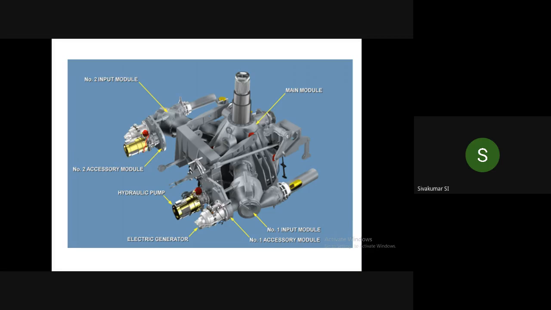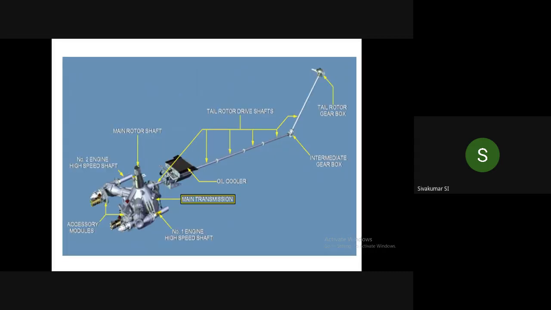From the starter here, getting the drive, the engine is started, and the engine is transmitting the drive to the transmission system. This is one of the transmission systems, and from the outside you are seeing the inner section of the transmission system. I got it from some diagram. Here in this diagram, mainly from the main transmission system, the mast is there. From the mast, the main rotor is connected and the main rotor is rotating. So the main rotor's rotation is transmitted from the main transmission.